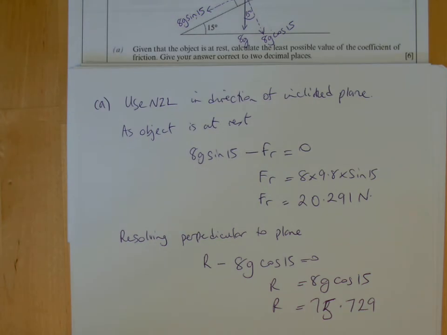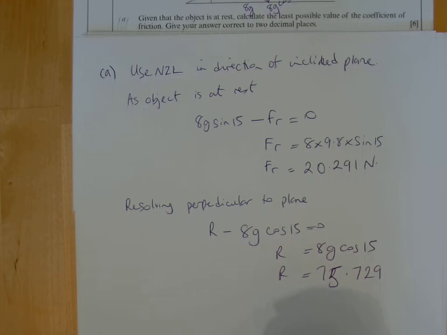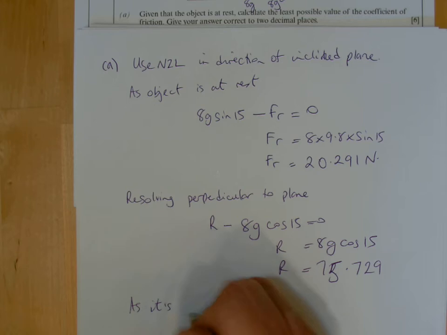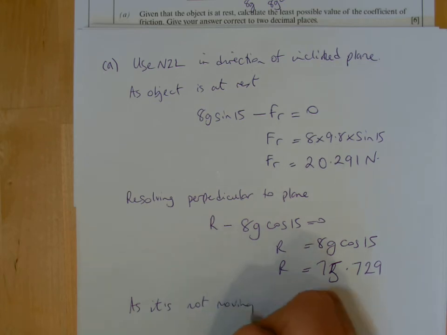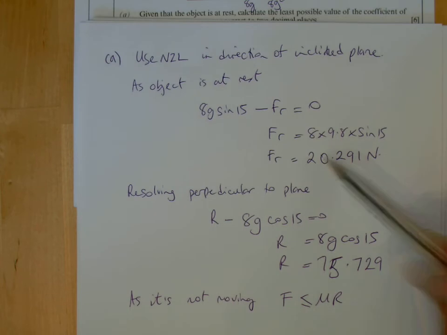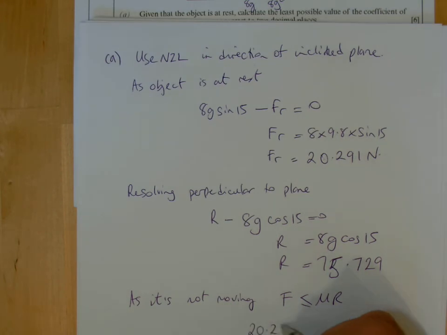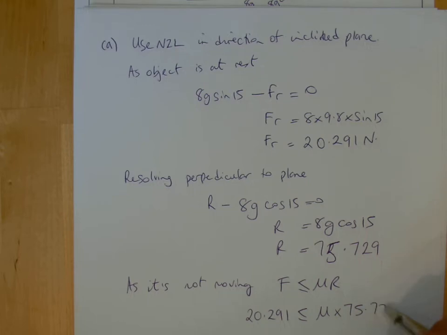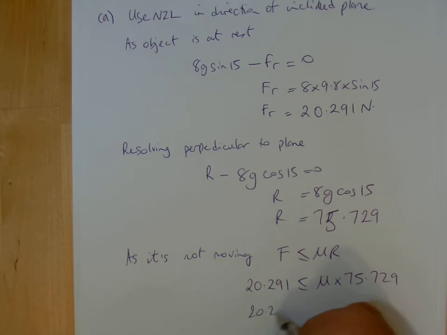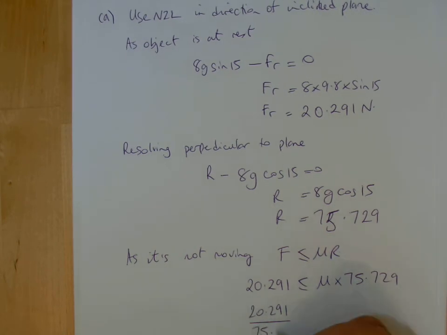It's not moving, so that means the friction is not necessarily at its max. Friction might not be at its max, so in other words, friction could be equal to mu R or might be less than mu R. So we put the numbers in that we know: 20.291 will be less than or equal to mu times the reaction, which is 75.729. Then to get mu, we take that over the other side: 20.291 divided by 75.729.